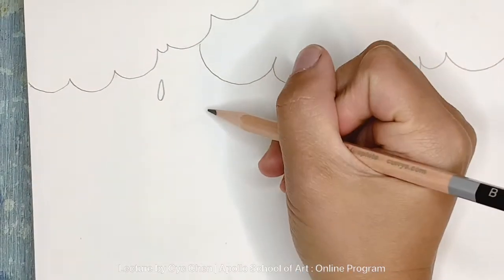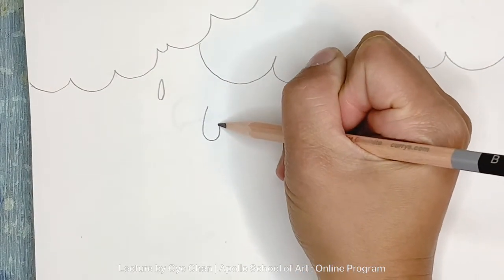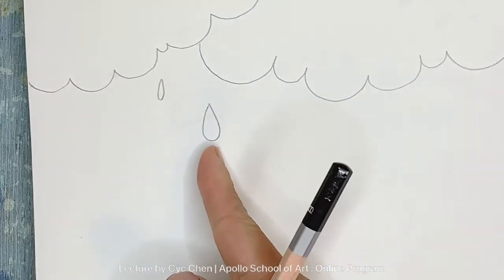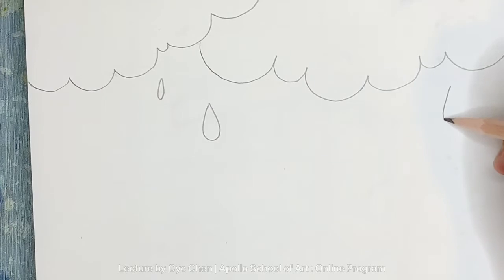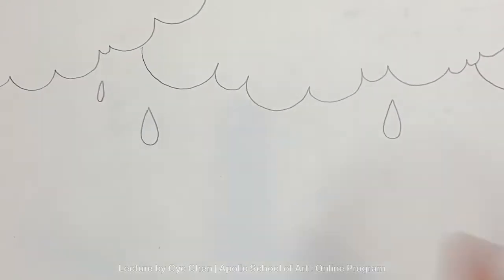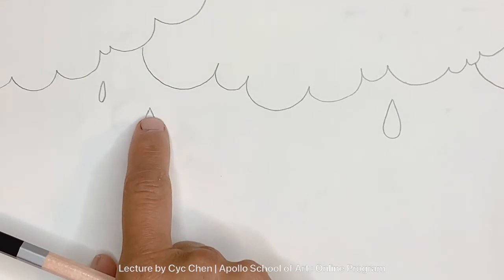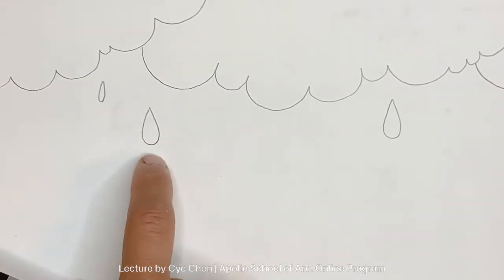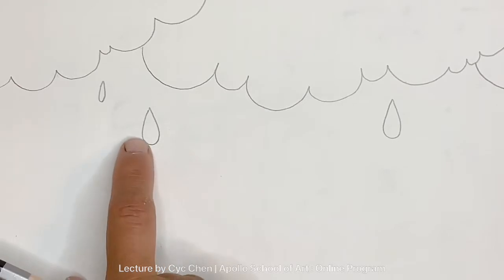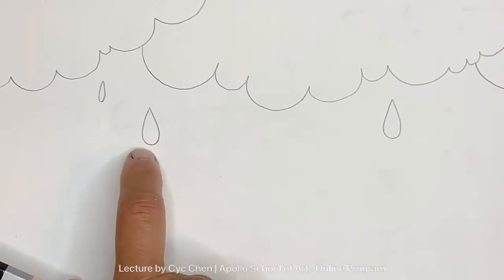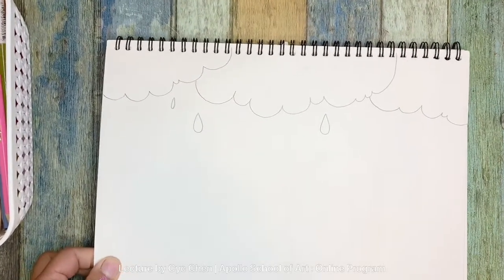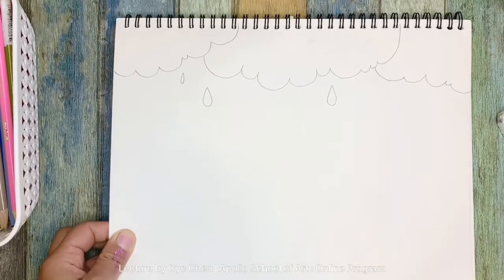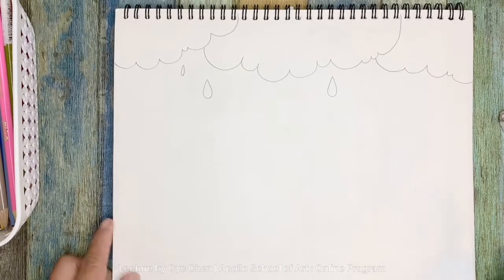Let's see. The top is pointed and the bottom is curved. Okay? So one more time. This is the water drop. Top is pointed and the bottom part is curved like the letter U. Okay? Now I want you to add about 20 of them. Okay, about 20 of them.